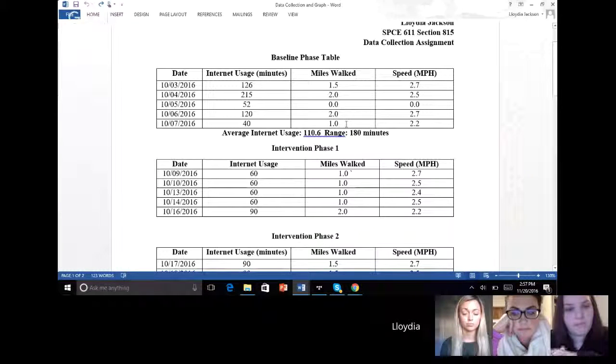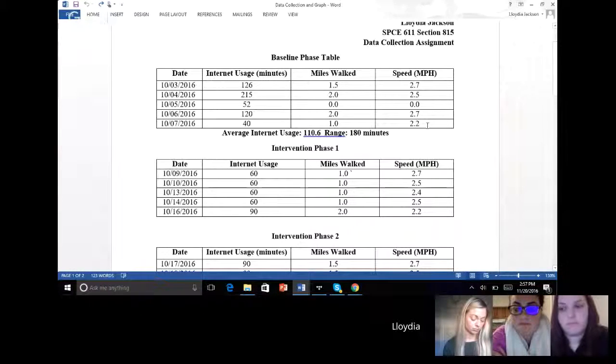So depending on the day I was having during the baseline phase or how I was feeling, I would go and take a walk on the treadmill. And my speed during that time ranged between 0 miles per hour, of course, all the way to 2.7, because for me, the faster I walked, the harder I was breathing.